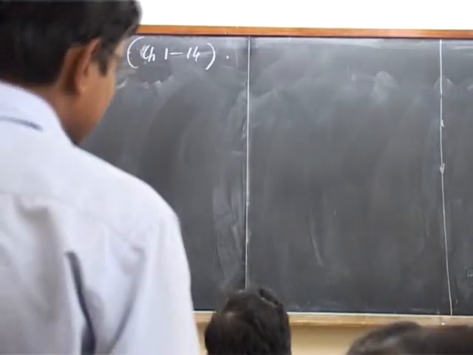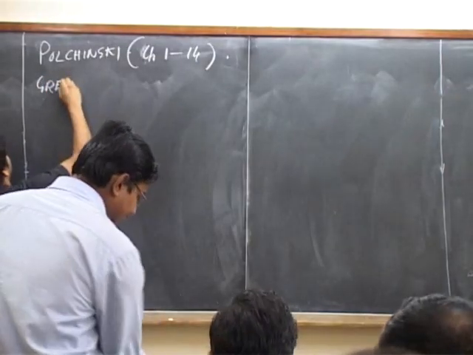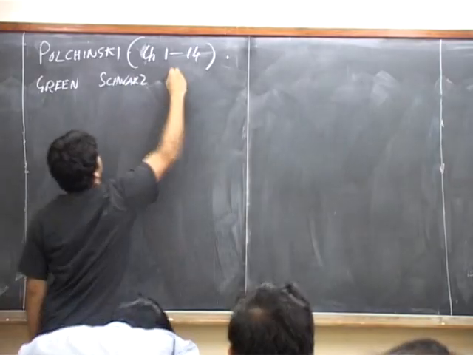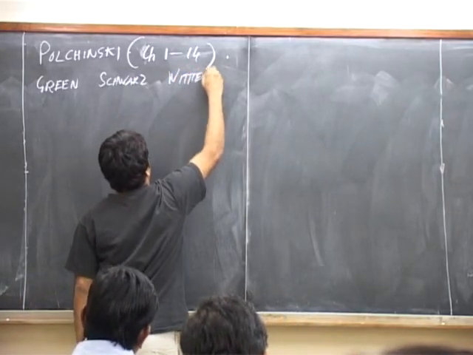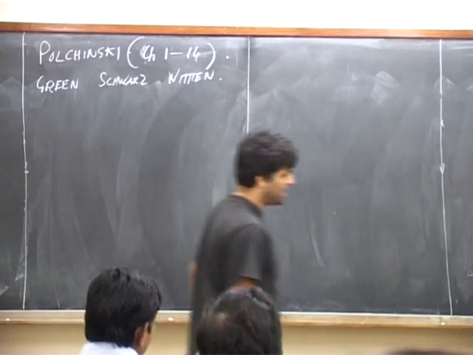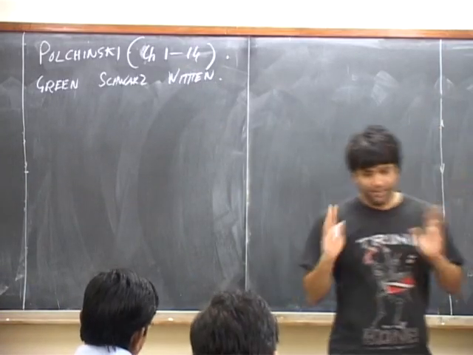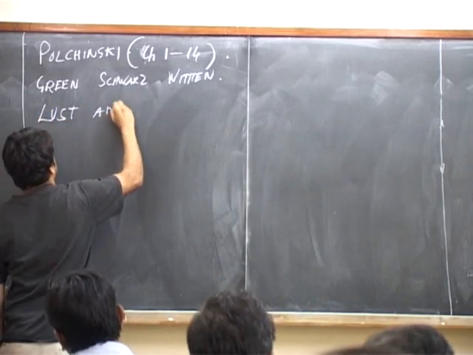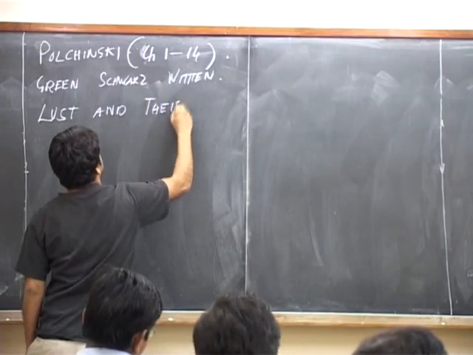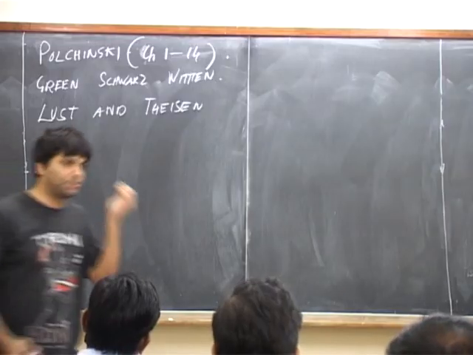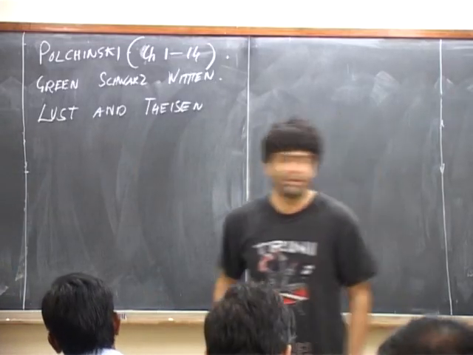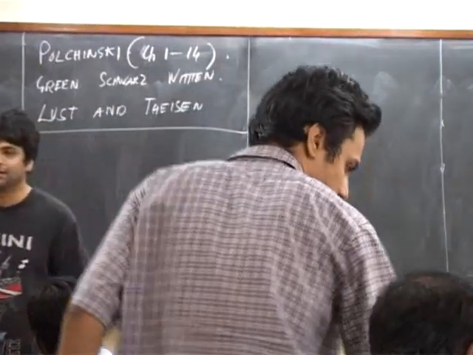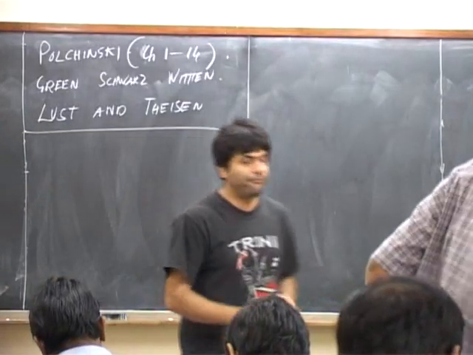Other useful references are the book by Green, Schwarz and Witten. And another book that I found useful in learning string theory was a book by Lüst and Theisen. Through the course, we'll also follow other references, but I'll tell you about them as we get to them. Okay, so as far as books go, these will be the main references for our course.